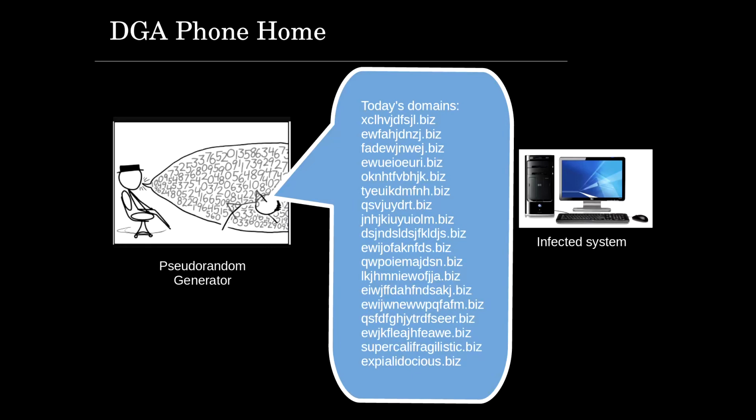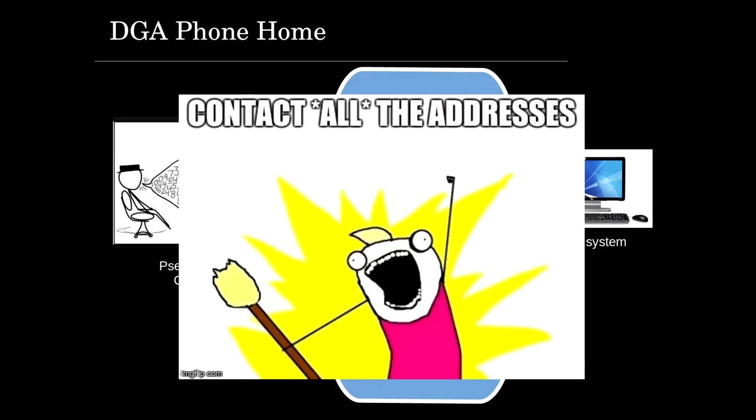And now the infected system knows that the CNC server had registered one of those domains to point at the IP address. But it doesn't know which one. So what is it going to do? There's really only one solution: contact all the addresses. It's going to iterate over all the addresses one by one and make DNS queries asking for the relevant IP address. Now, most of those domains had not been actually registered.